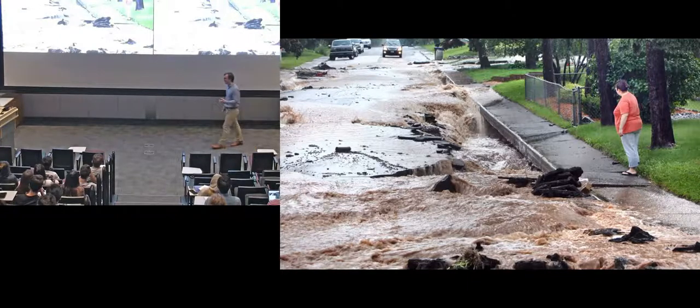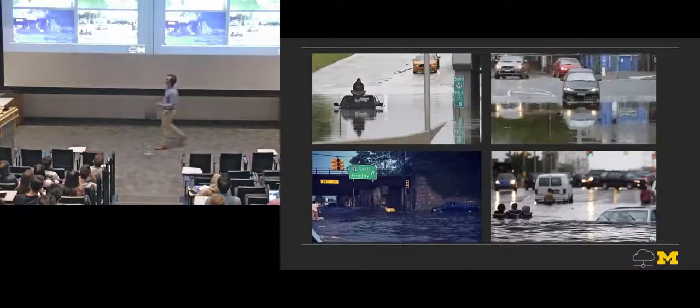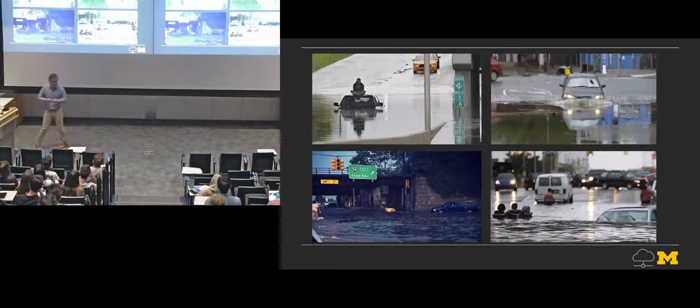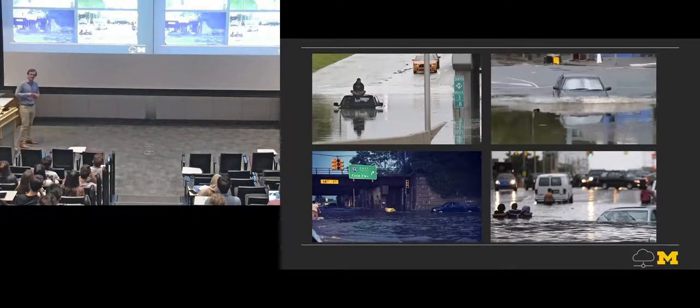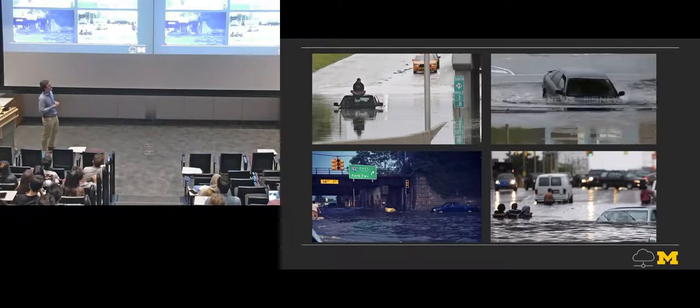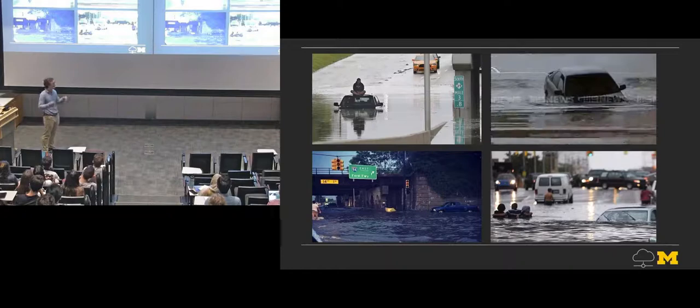But it turns out that flooding is extremely dangerous. In fact, flooding is the leading cause of natural disaster fatalities in the United States. And it's not the kind of river flooding you would think of. It's actually people misjudging how much water is under highway overpasses. Little innocuous stuff like that.